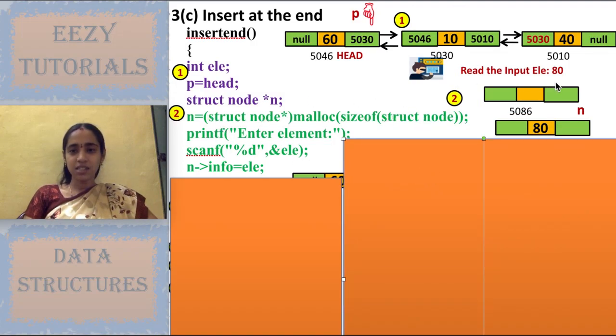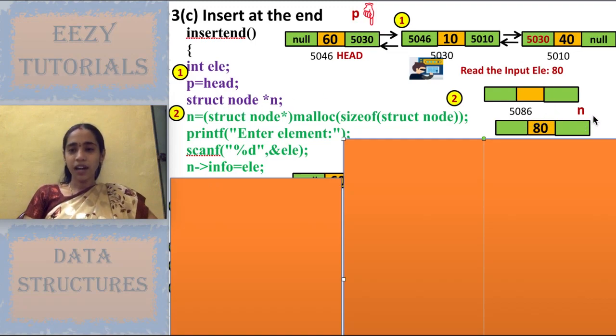If you are writing this, for the new node, memory will be allocated. Now n->info = element. If you are doing that, in the n's information part, the inputted element will be stored. My new node is ready.